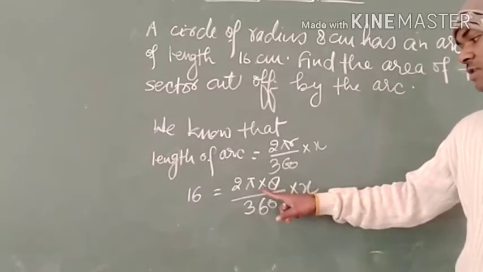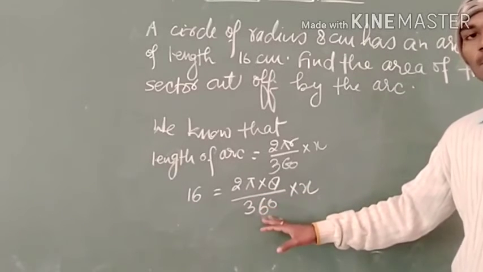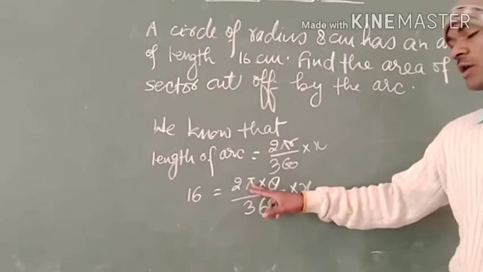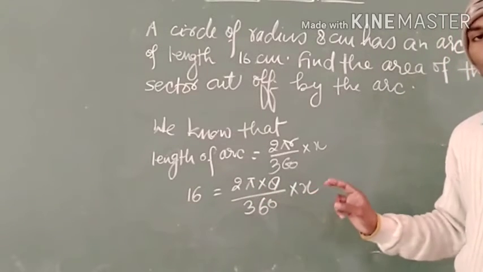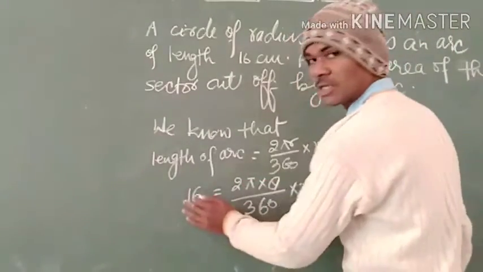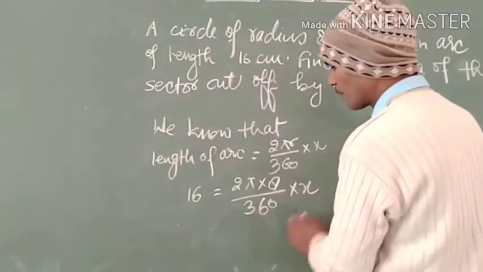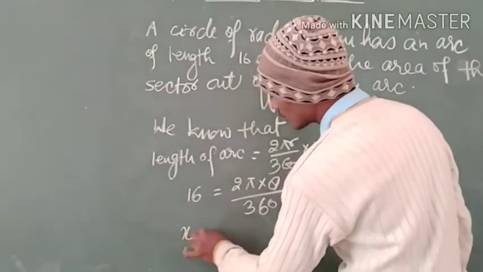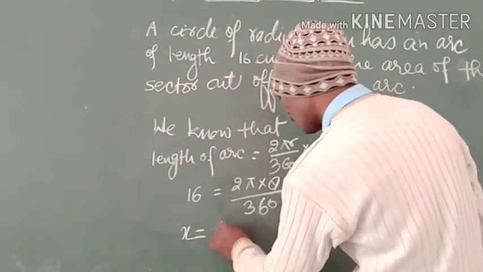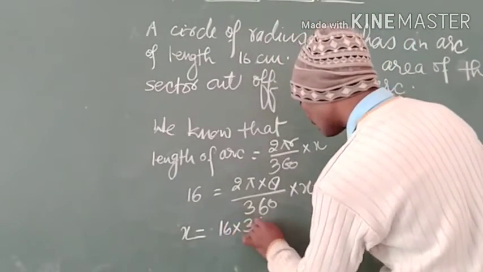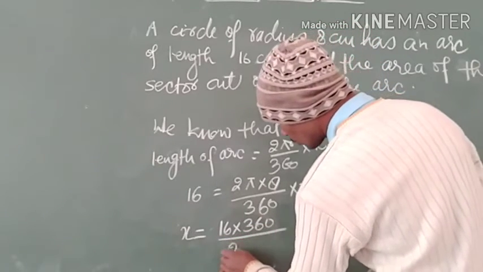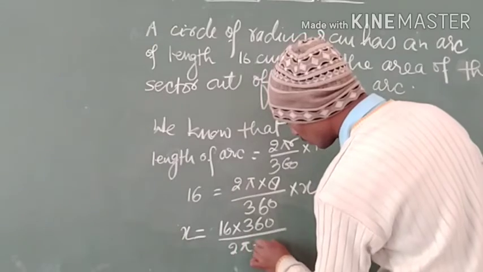Also, here we can see that there is no number which is divisible by 7. Therefore, we need not write down the value of pi. So, leave pi as it is. Now, transfer this quantity to the left hand side in order to find the value of x. Therefore, we write x is equal to 16 multiplied by 360 upon 2 pi into 8.